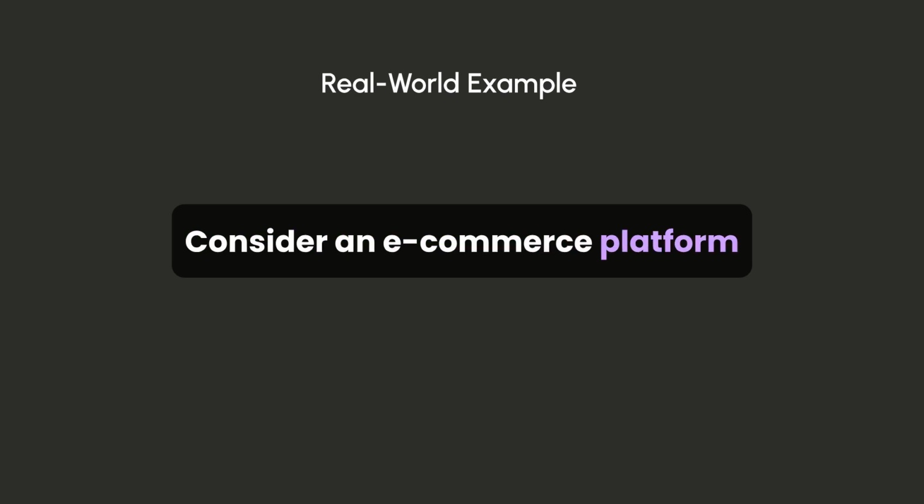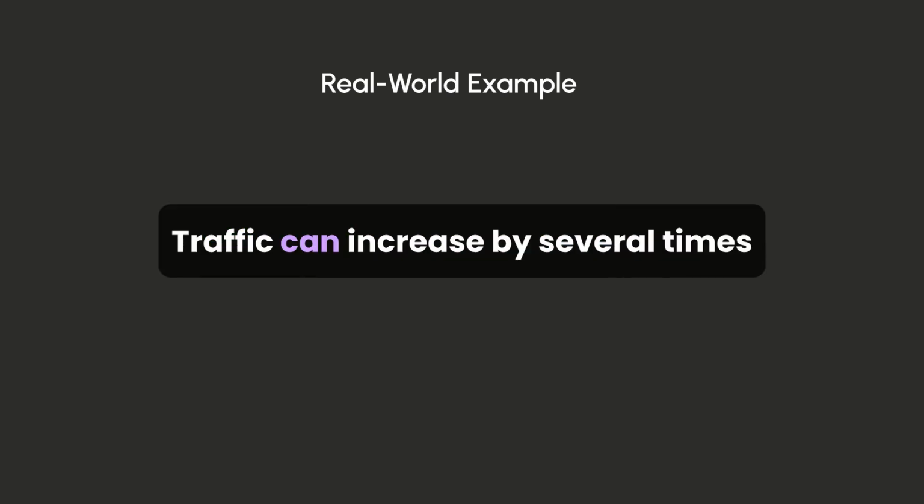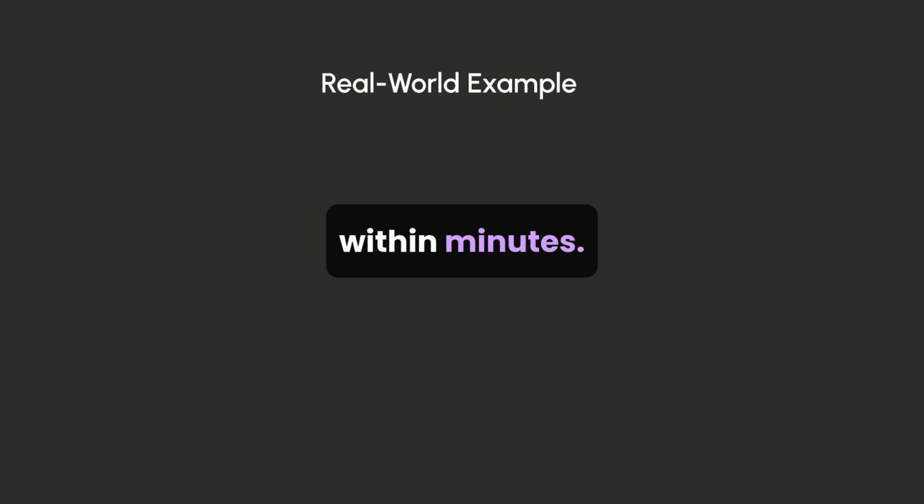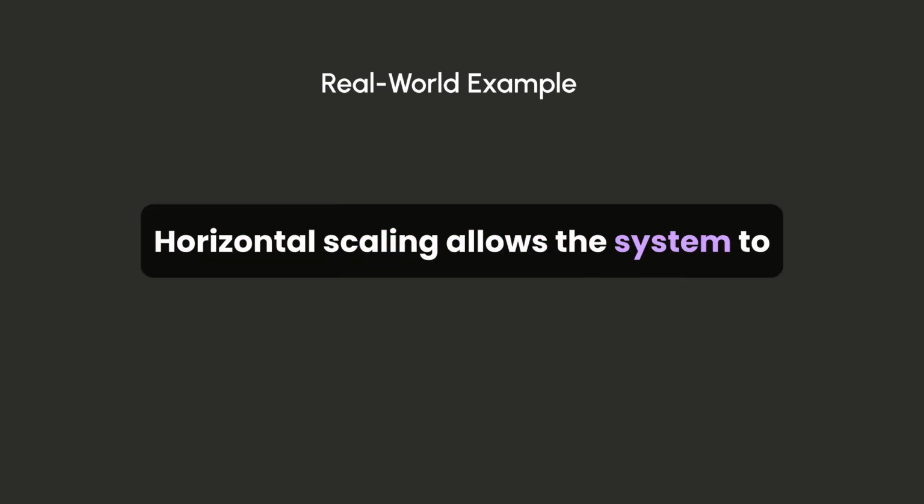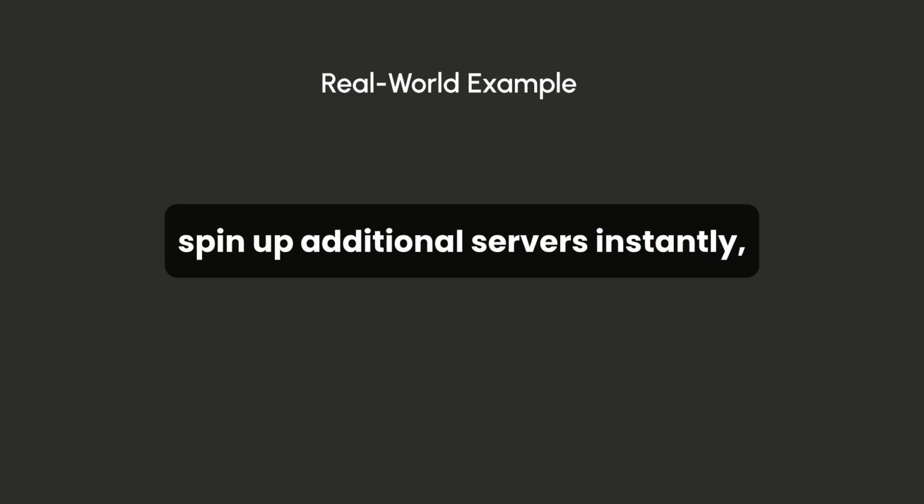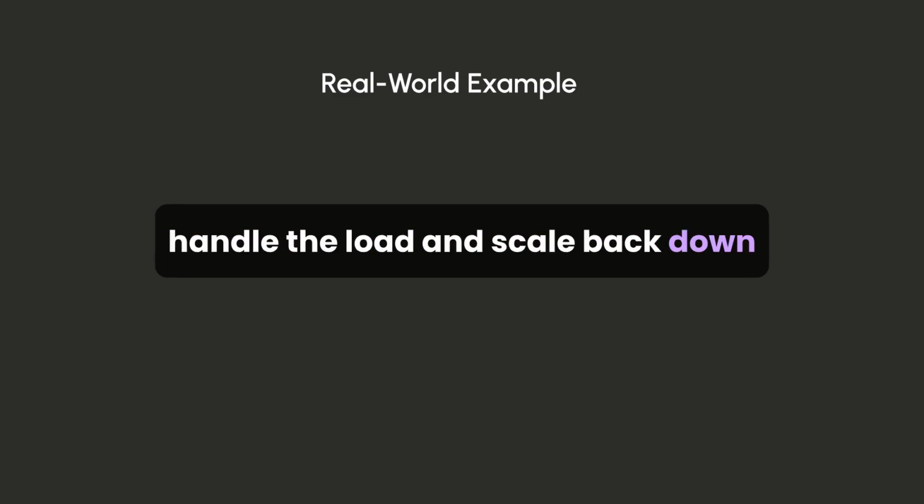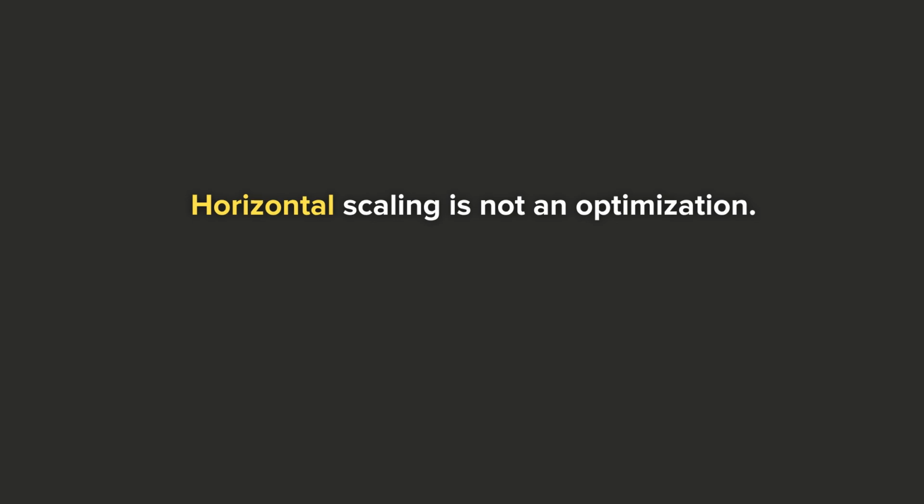Consider an e-commerce platform during a flash sale. Traffic can increase by several times within minutes. Horizontal scaling allows the system to spin up additional servers instantly, handle the load, and scale back down once traffic normalizes. Horizontal scaling is not an optimization, it is a requirement for production-grade systems.